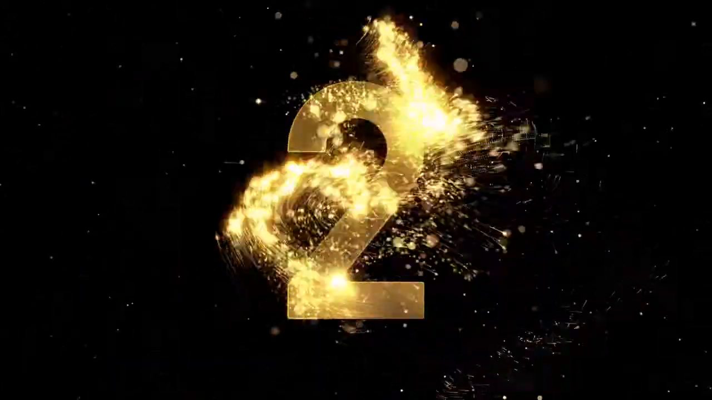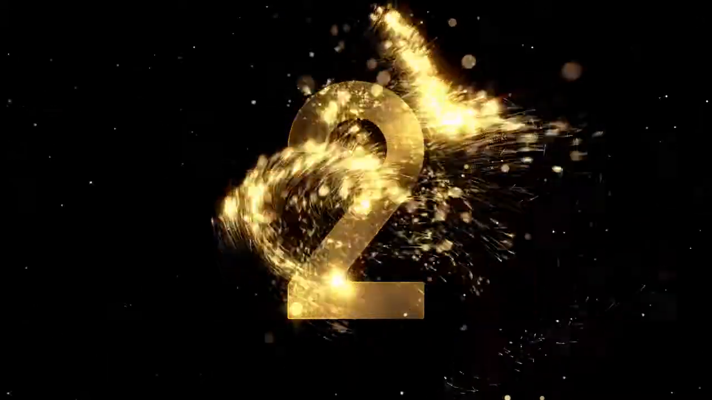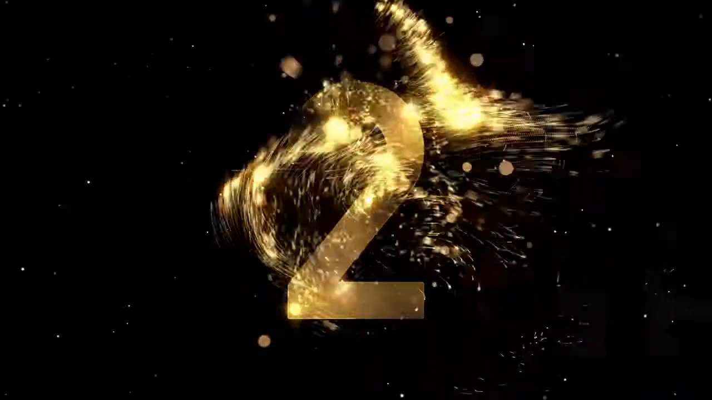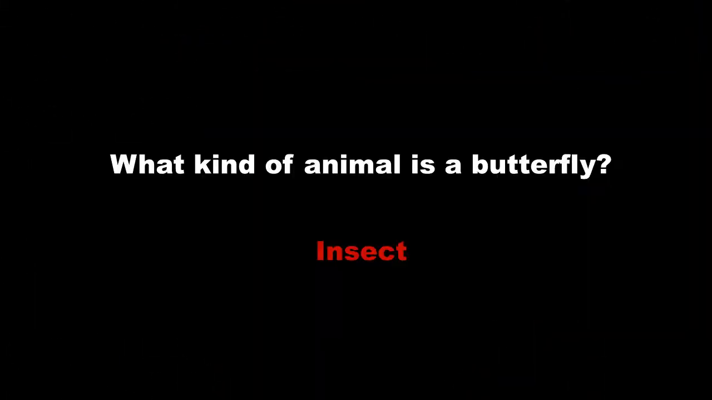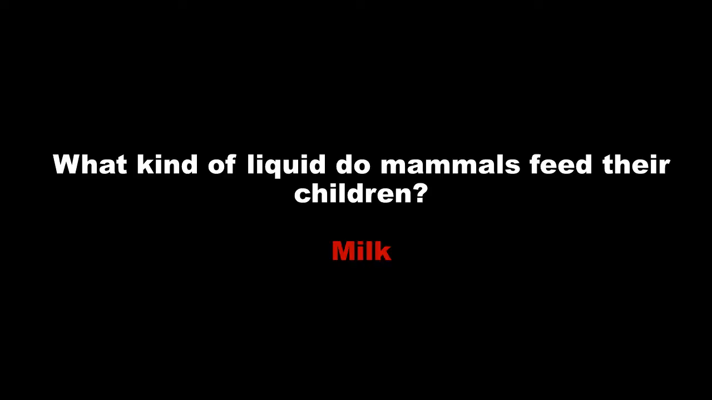What term is used for animals such as humans that usually give birth to live young, mammals or reptiles? Mammals. What is the wet place does crocodile prefer to live? Swamp. What do we call the science of animal life, biology or zoology? Zoology. What kind of animal is a butterfly? Insect. What kind of liquid do mammals feed their children? Milk.